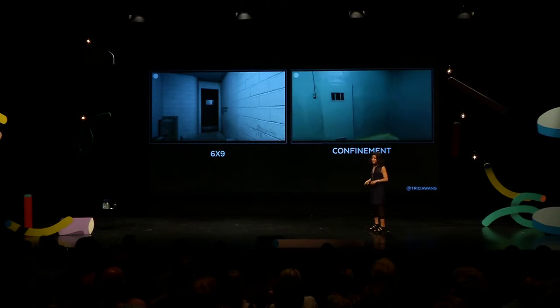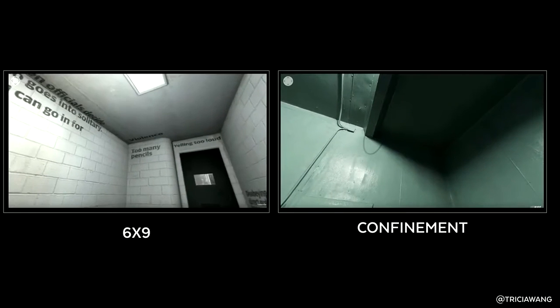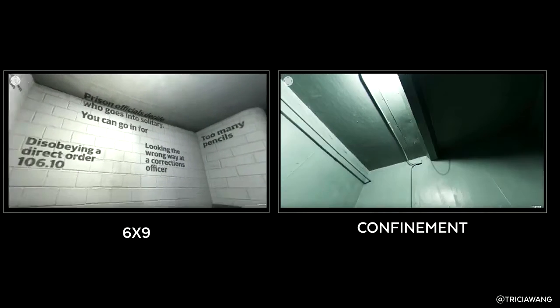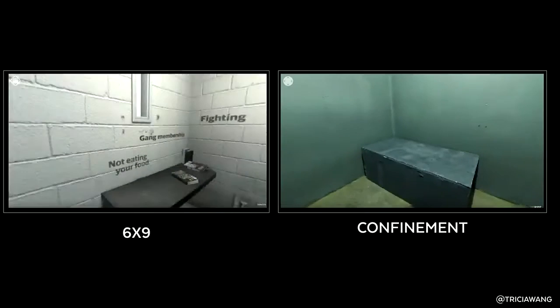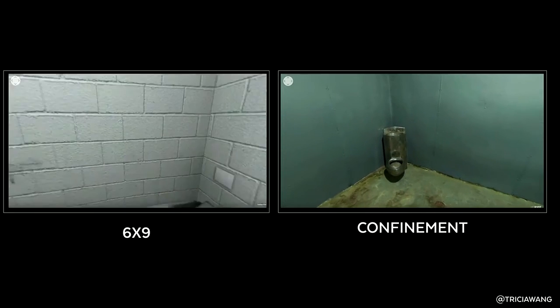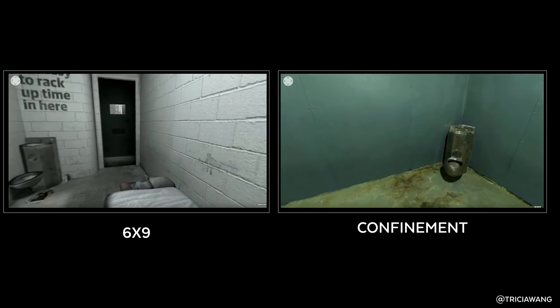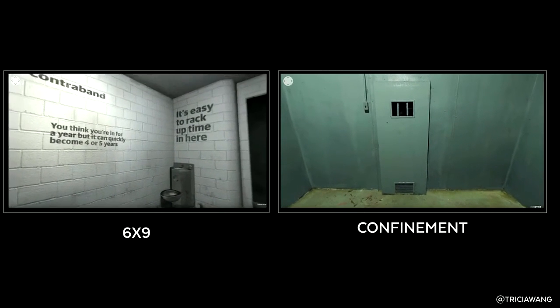Now, while both have received tons of media attention, 6x9 on the left here does a much better job of creating a compelling experience. You can already see from just this trailer of a flat side by side, Confinement is just a view of a box the entire time, whereas in 6x9 there are words coming onto the screen, and the sound architecture is a totally different experience.